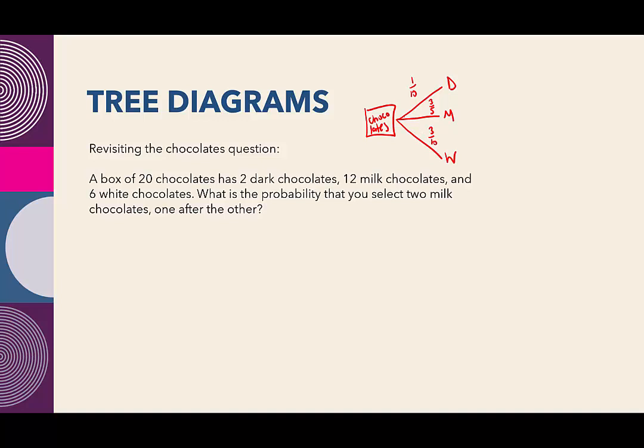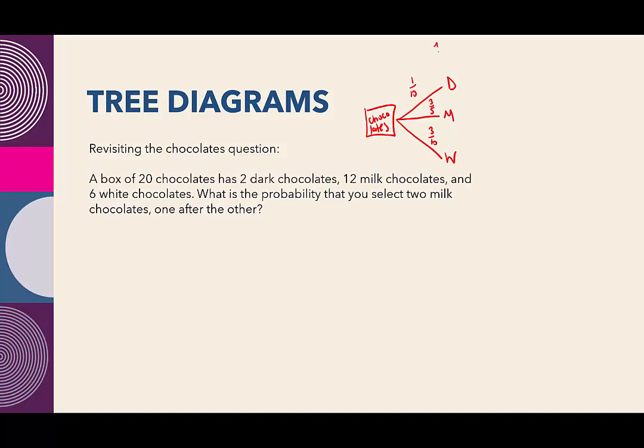Now, what should happen is when we have 3 branches stemming from the same point, those probabilities should add up to 100%. So one of those things must happen. We could check our work. I know that 3 out of 5 is 6 out of 10. 1 out of 10 plus 6 out of 10 plus 3 out of 10 is 10 out of 10. There's my 100%. Now what we do next is we do the second branches for the second selection.